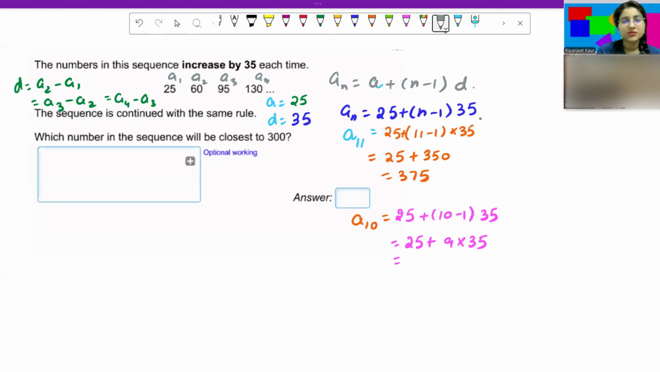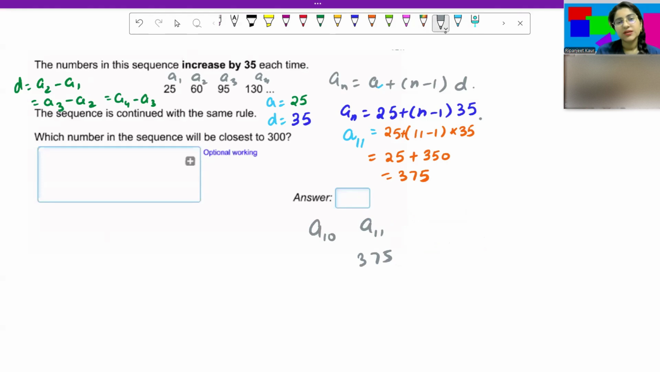Did you subtract 60 from here? You can try that way also. I subtracted 35, yeah, 2 times 35. See, if A11 is 375, A10 should be 35 less, so it's 340. And then I went backward again. Yeah, very good. And if we go to the next term, it will be 270. So our closest is the ninth term.